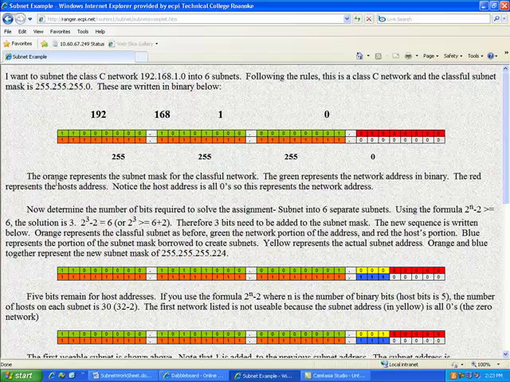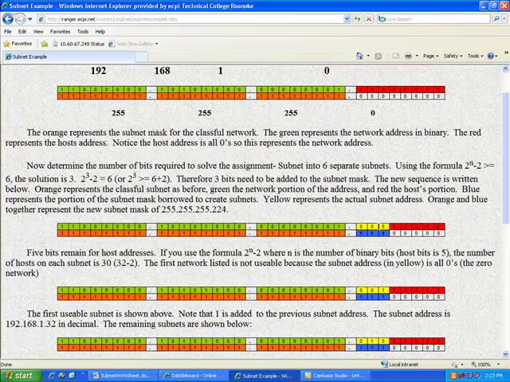The orange here represents the subnet mask of the classful network. The green represents the network address in binary, 192.168.1.0. The red is the host addresses. The host address is all zeros. It represents the network address. In this one we have all zeros in the host, so this is the network address. Now we want to determine the number of bits required to solve this assignment.